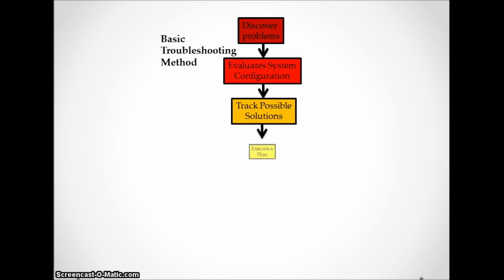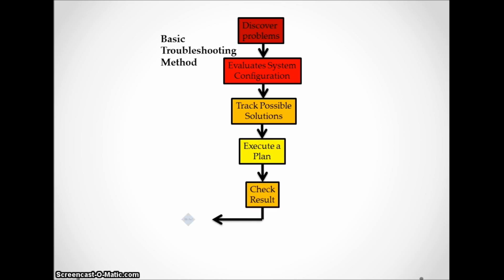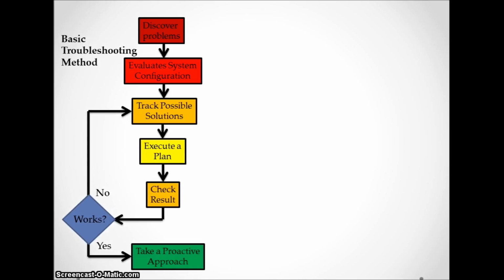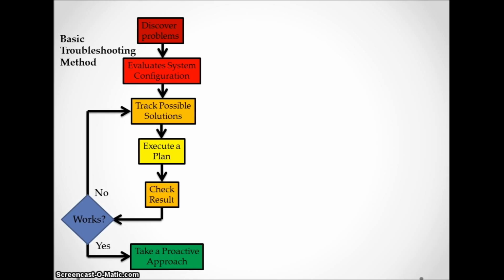This is a basic troubleshooting methodology. There are 6 steps involved in troubleshooting a network. Discover problems. Identify and document problem symptoms and search technical information resources to determine whether the problem is a known condition.